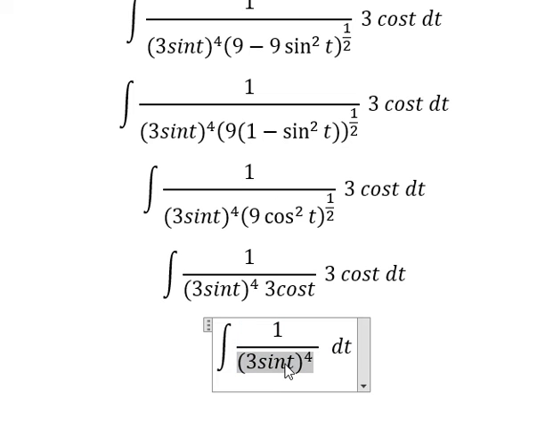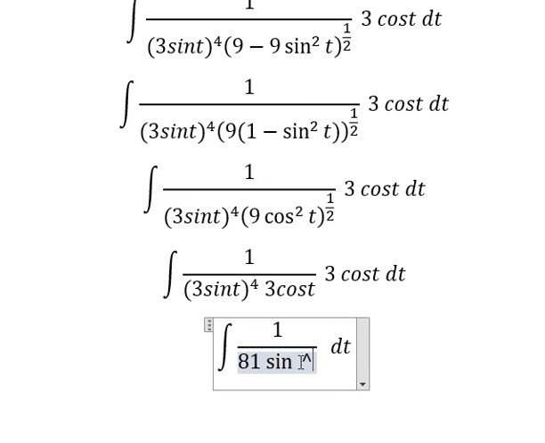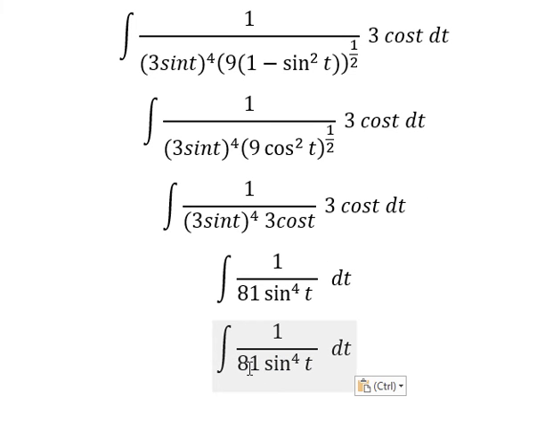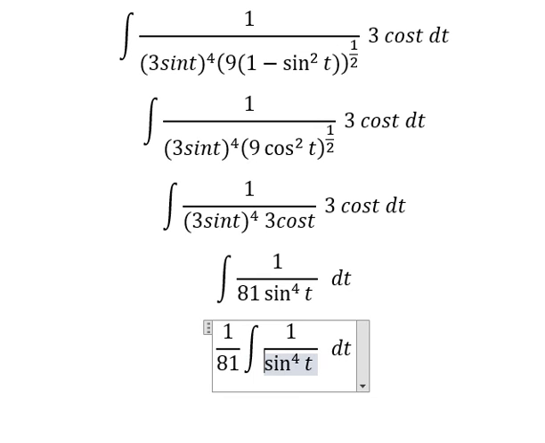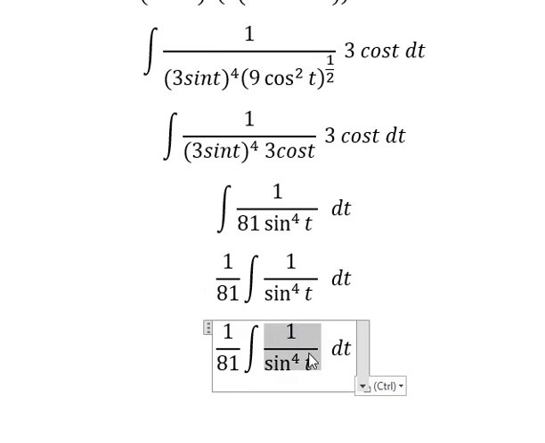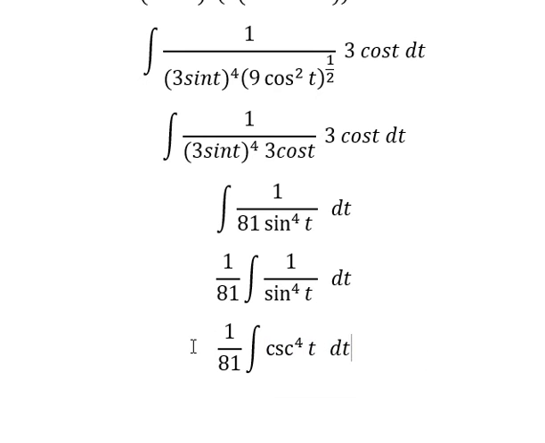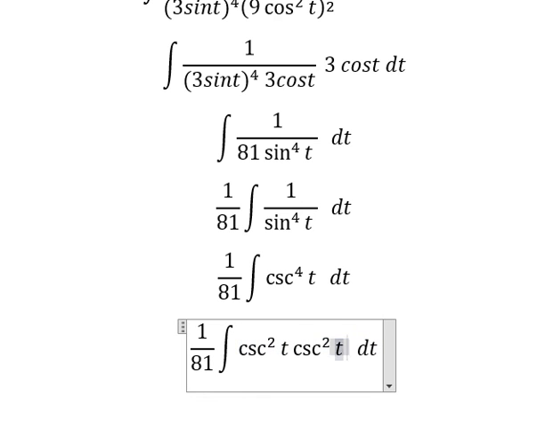So for this one, that is 81 sine t to the power of 4. So I will put 81 outside. So this one we can change by cosecant of t to the power of 4. So this one we can write cosecant of t squared and cosecant of t squared.